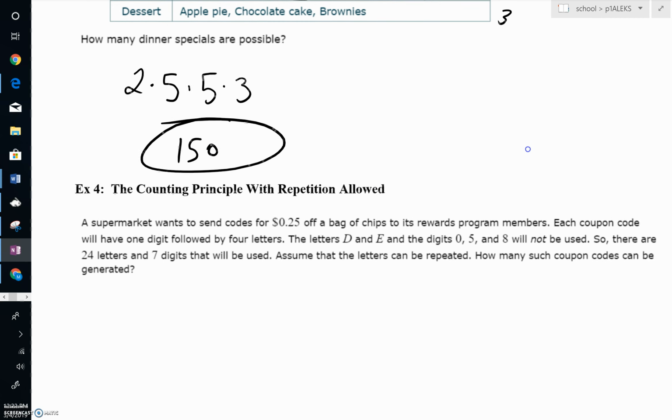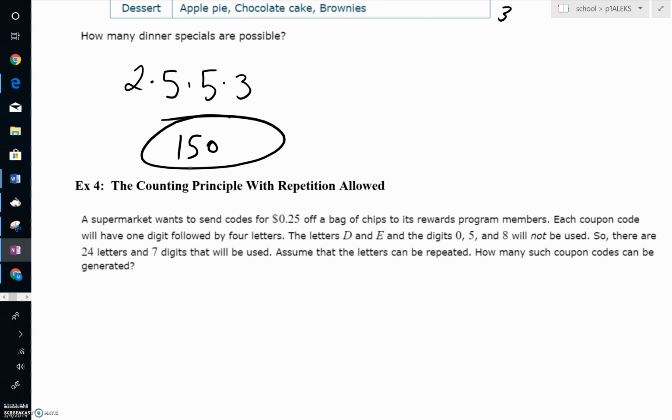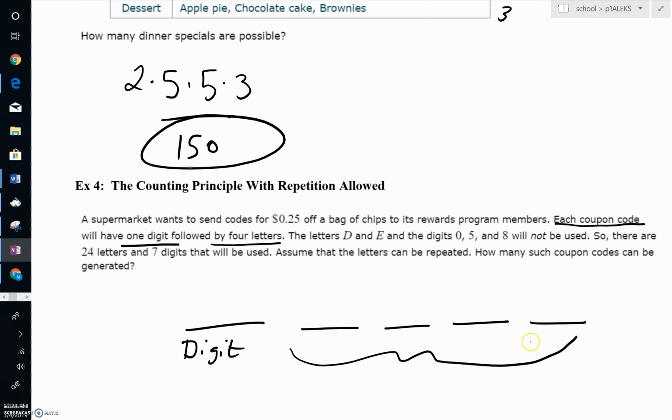So as we take a look at this final problem, this last one, it's a little bit more involved. You can see that it says a supermarket wants to send codes for 25% off a bag of chips to its reward program members. So each coupon code will have 1 digit followed by 4 letters. So we're going to have a digit right here. Now we've got 1, 2, 3, 4. Right here, this would be letters. So this is a code. But this is getting more complicated.